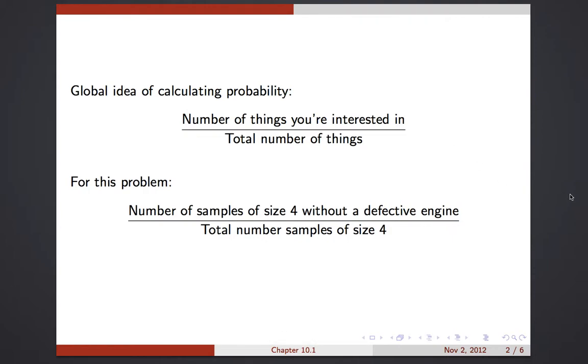So in the particular problem you're interested in, you're always taking a sample of size 4. You're always looking at 4 engines. So the bottom of the fraction is the total number of samples of size 4. And the top of the fraction is the number of things you're interested in. Since you care about the probability of the container shipping, that means that since it shipped, there were no defective engines in the sample. So you want to know how many samples of size 4 there are where you don't have a defective engine. So this fraction is what we'll compute for this problem.